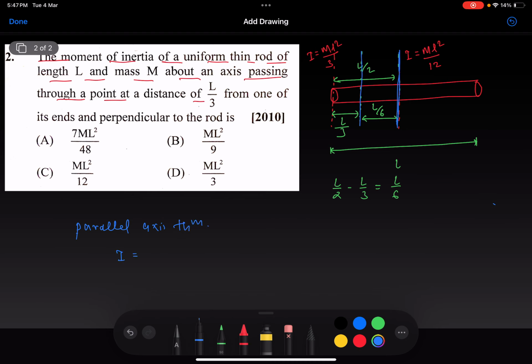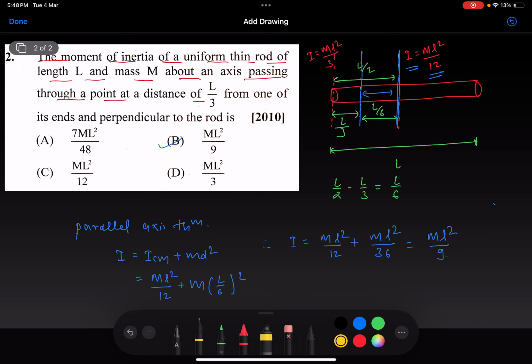The moment of inertia about the axis we want to find equals ICM plus md square. Okay, ICM is the moment of inertia of the axis passing through the center of mass, which is ml square by 12, plus m, and d is the distance between the axis and the axis passing through the center of mass. Here it is L by 6 whole square. So therefore I will be equal to ml square by 12 plus ml square by 36. If you solve this, you will get ml square by 9. So option B is correct.